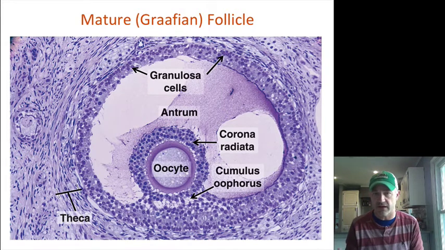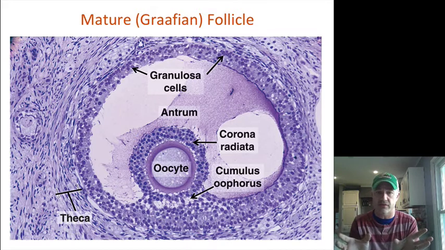So now you can see all this right here. You can see that thecal cell layer again surrounding it. Those granulosa cells, this very large antrum, and then you have that cumulus oophorus, that stalk that it's sitting on, and the corona radiata still surrounding that oocyte.